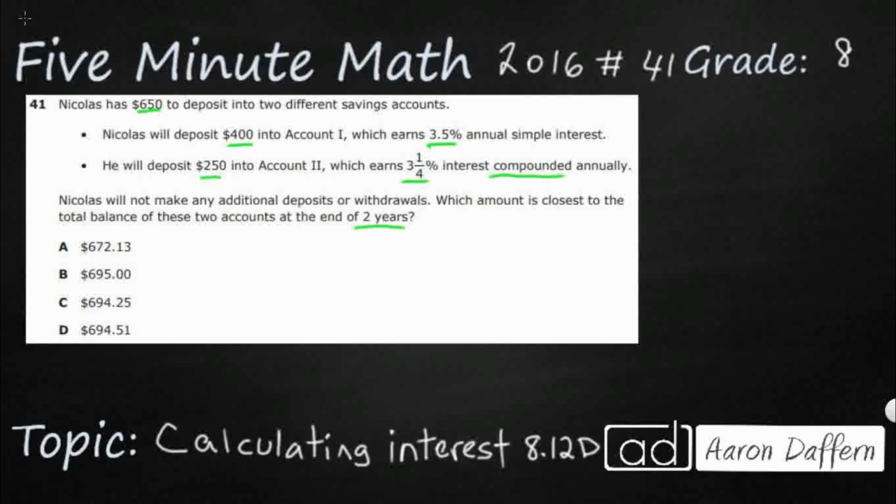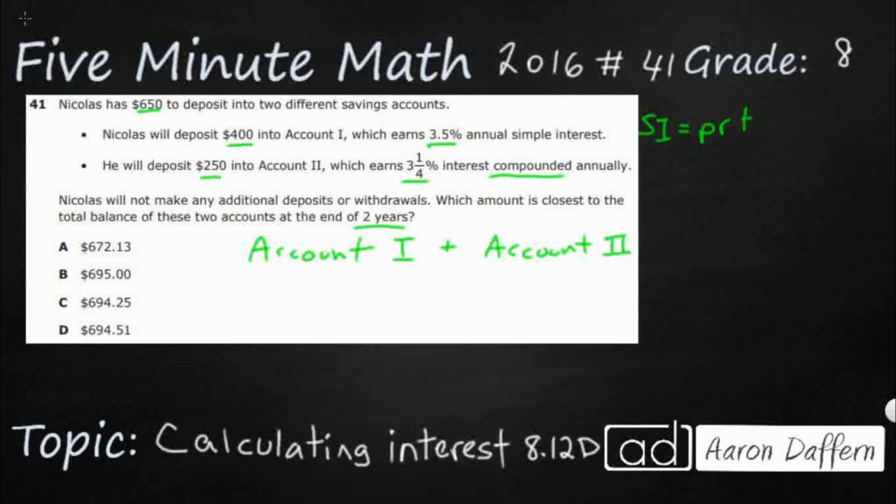All right, so all that information is going to be very helpful. What we're looking at is account 1, and then we need to add that to account 2. So let's start substituting. What do we know about account 1? Account 1 is simple interest, so I'm just going to label that SI. That's principal times rate times time, PRT.